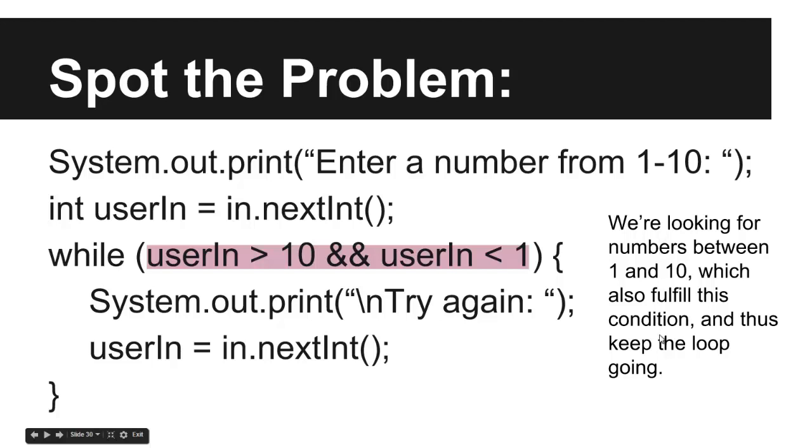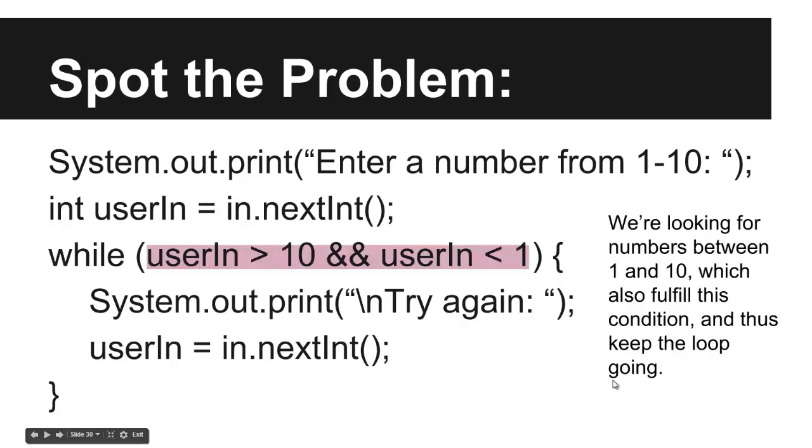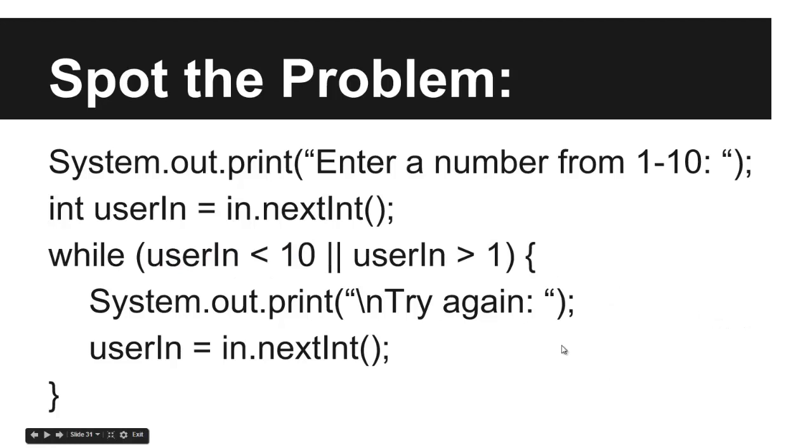This description is actually incorrect. The problem here is that there exists no number that is simultaneously greater than 10 and less than 1. So this loop will never enter. We can't use it at all. There's no way that it'll happen. Okay.